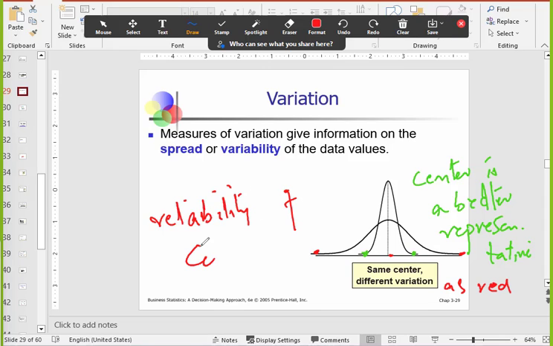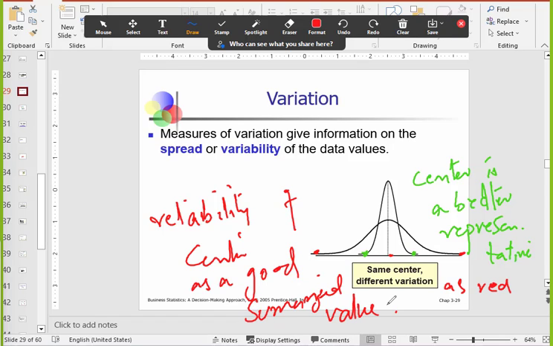So while we compare the reliability of the center as a good summarized value, we need to make sure that it has small variability.